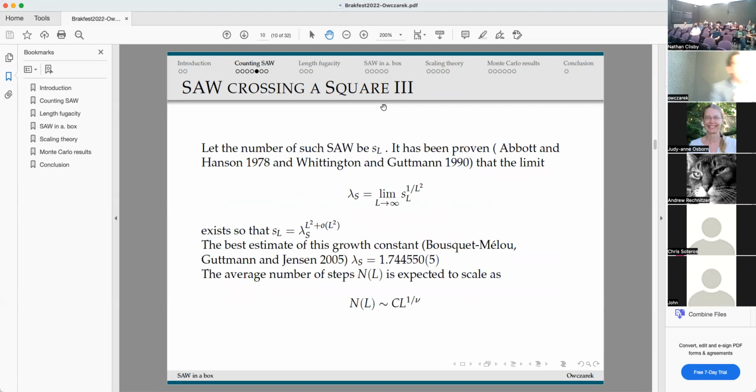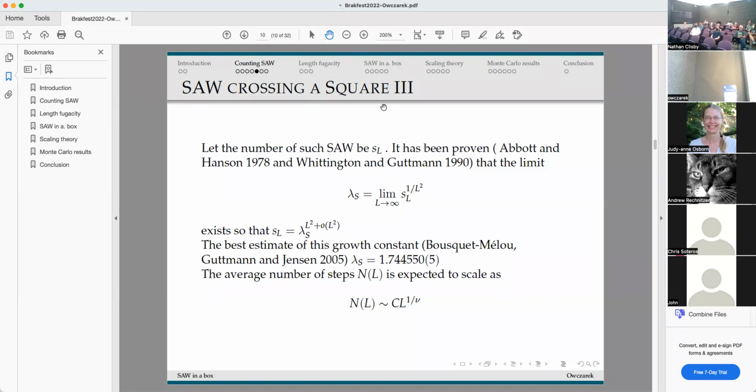What about the number of them? Well, we know that the growth constant for the number of them exists. What is important to notice is that this growth constant is defined as the limit as L goes to infinity of the number S_L raised to the power 1 on L squared. And why would it be 1 on L squared? Well, the maximum length of walks is about L squared, so the power you need to control the exponential growth is 1 on L squared.